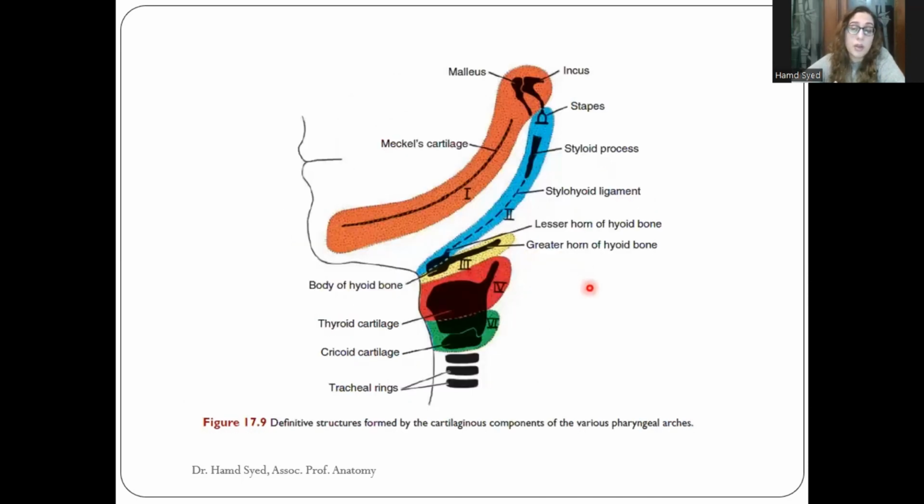This is a similar diagram. It's now showing you in Roman numerals the numbered pharyngeal arches 1, 2, 3, 4, and 6. So here is arch number 1 forming the mandible around the Meckel's cartilage, which will later disappear, and the malleus and incus, which are also derived from the first pharyngeal arch. The second pharyngeal arch is forming the stapes, the styloid process, and also the styloid ligament, lesser horn of hyoid bone, and upper part of the body of hyoid bone. The third pharyngeal arch is forming the remaining parts of hyoid bone, and fourth and sixth are contributing to the formation of the laryngeal skeleton.